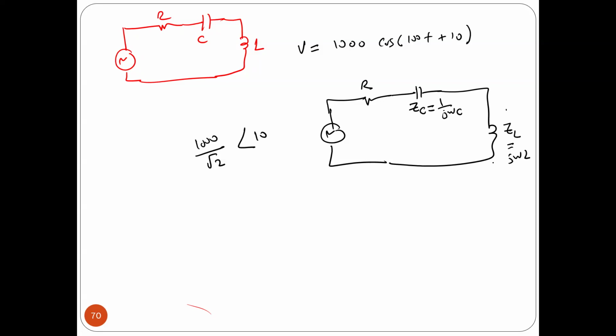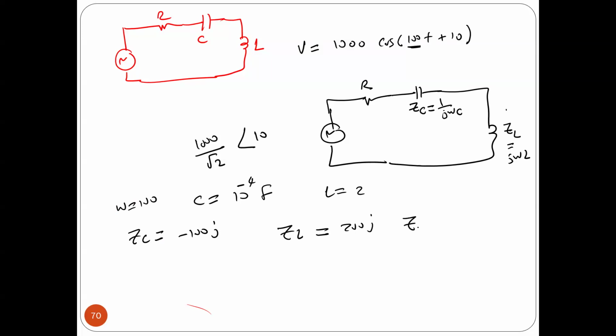Okay, so I remember I gave you the value of omega, which is 100. So omega here is equal to 100. I gave you C in farads, and L is actually 10. By using these values, you can easily calculate ZC. So ZC should be equal to 100j, and ZL is equal to 200j, and the R is the same value of R, which is 200.